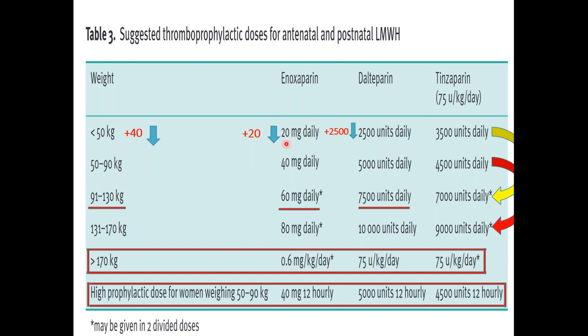Here, for the dose, there is also a technique to remember it. If the patient weighs less than 50, the dose of enoxaparin is 20 milligram daily. This is a prophylaxis dose. 20 milligram daily if the patient weighs 50 kilogram. So what about a patient of 50 to 90 kilogram? It is 40 milligram daily.